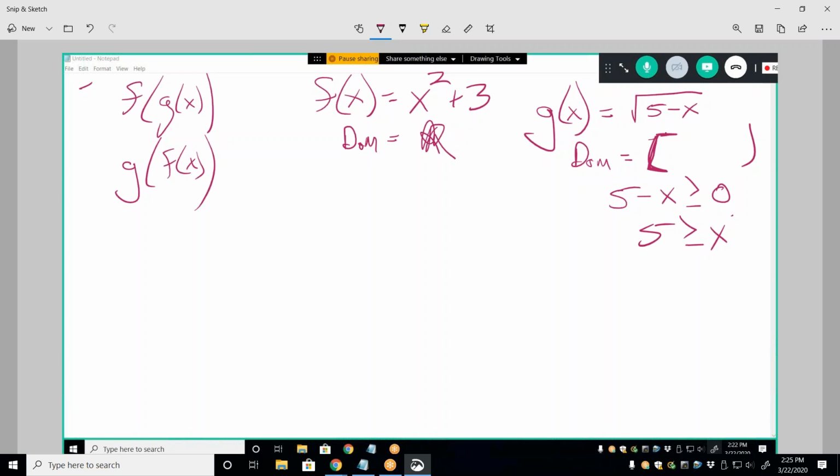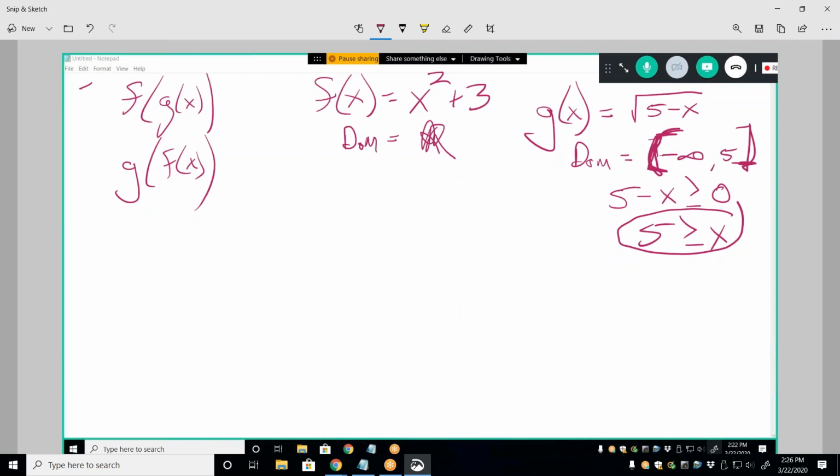That's what that says. Read it from right to left. If we're not going to write it from right to left, let's read it from right to left. X less than or equal to 5. So what's the domain of g? From negative infinity to 5. There you go. And I got my thing backwards. This should be a bracket, and that should be a parenthesis.